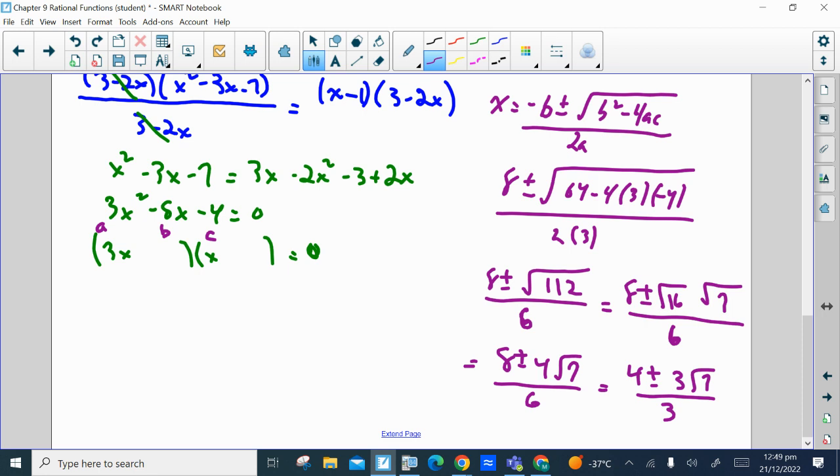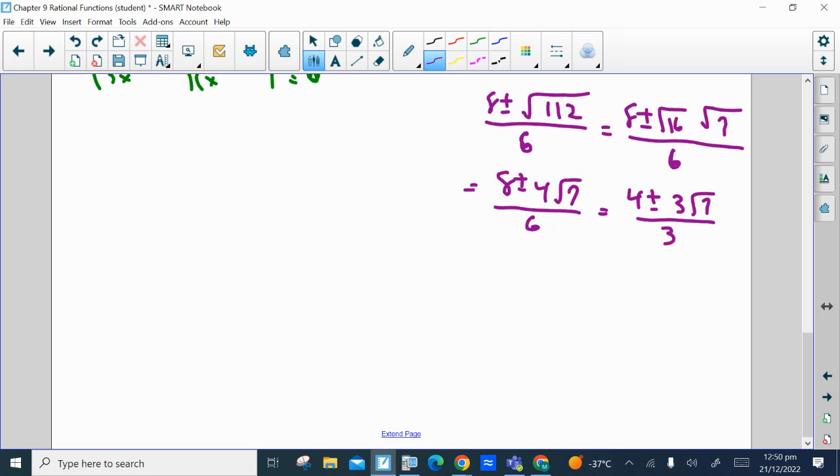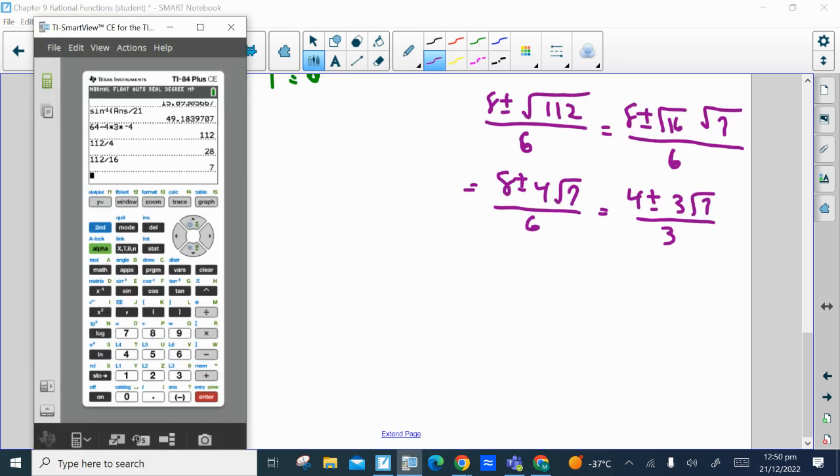Now all 3 terms are divisible by 2. So that is the exact answer for the 2 x-intercepts, the 2 solutions, the 2 zeros, the 2 roots of that equation. Those are the exact values. We already know what they are as decimal equivalents. We found them to be -0.43 and 3.10. So we can check. We can put these 2 answers into our calculator to make sure.